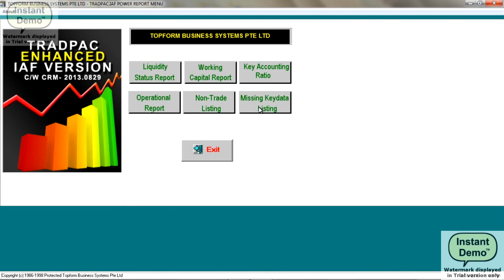This information, which we call the key data elements, must be inputted into your system in respect of every supplier's and customer's record. If you do not have them inputted, even though your system is IRAS compliant, it cannot generate the IRAS audit file and prescribed listings for you. This report will show you all incomplete records so that you can quickly take action to make your system and records fully IRAS compliant.